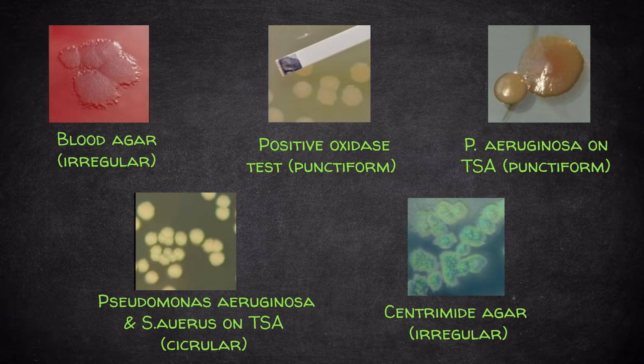So for the first picture, the red one is on a blood agar and its shape is irregular. Next is the positive oxidase test. The shape is like a fusiform. Next is P. aeruginosa on TSA and its shape is circular. Then the next one is Pseudomonas aeruginosa on TSA and its shape is fusiform. And lastly, the blue one is on a Centrimide agar and its shape is irregular.